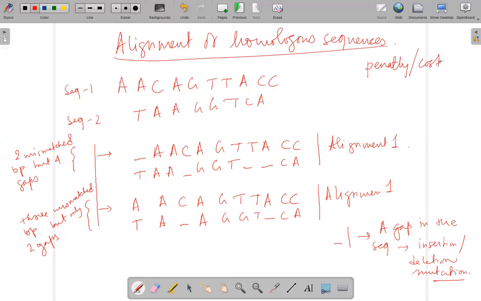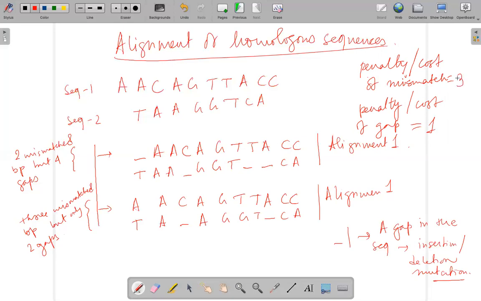Okay, so there could be, as you see, two types of penalties: penalty or cost of mismatch and penalty or cost of gap. Now say, for the purpose of this problem, I tell you that the penalty for the gap is 1 unit and the penalty for mismatch is 3 units.